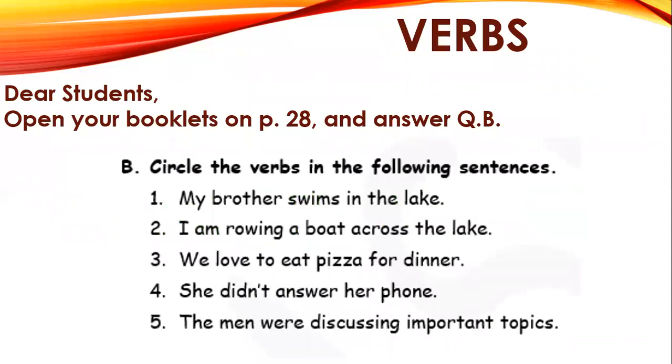Here is a task for you, my dear students. Please open your booklets on page 28 and answer question B. The question asks you to circle the verbs in the following sentences. 1. My brother swims in the lake. The subject here is my brother, and after the subject there is the verb. The verb here is swims, and it is an action verb. It's a doing word. So please circle the verb in this sentence in your booklet.